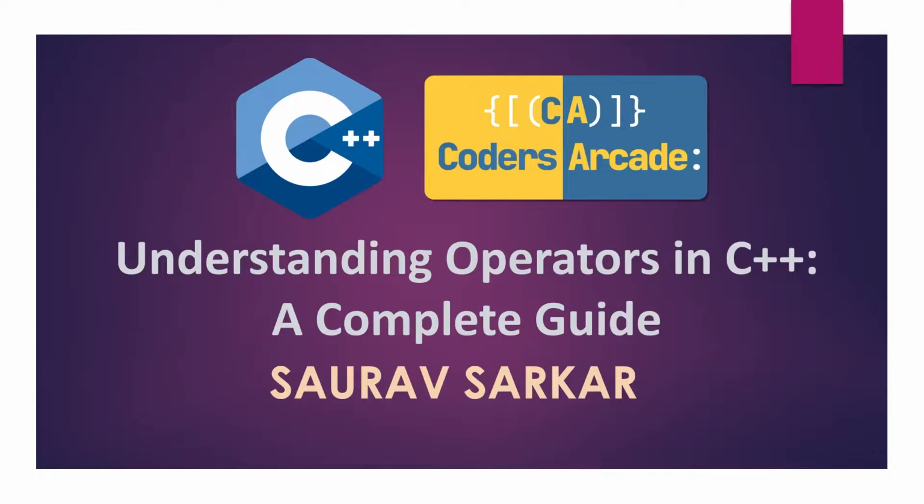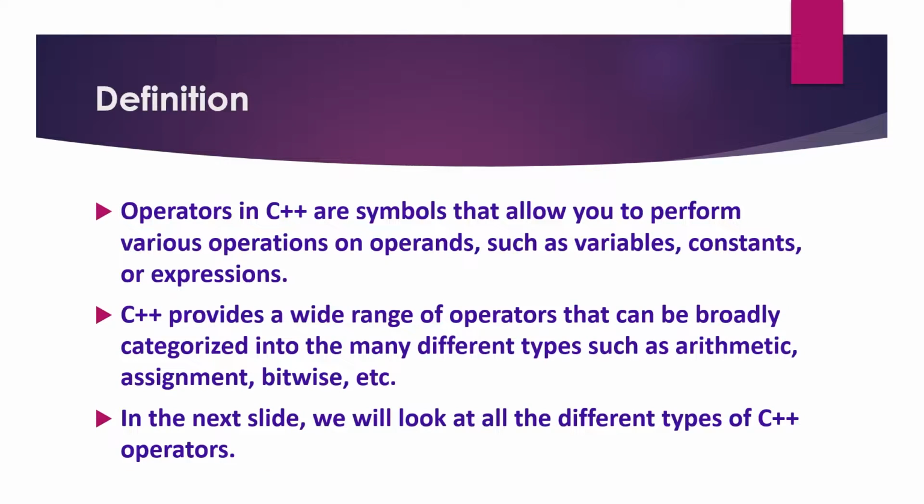Let us try to understand the definition of operators. Operators in C++, as you can see here, let me take the laser pointer, are special symbols that allow you to perform various operations on operands. The operands will be the variables, the constants or expressions. So it's something like A plus B. We are trying to find the sum of two variables A and B.